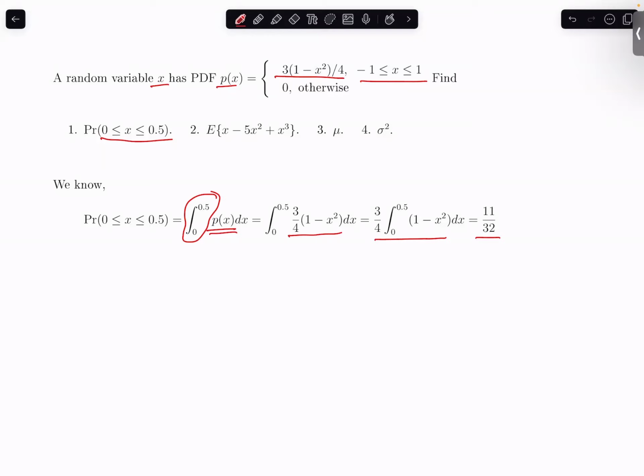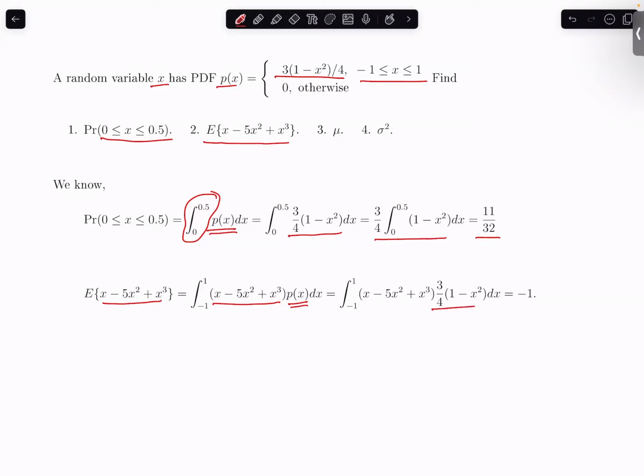Next, what we'd like to do is find the expected value of a function of x. And the function we're talking about is x minus 5x squared plus x cubed. To find the expected value, what we have to do is take that function, multiply that by the PDF of x, and then integrate over the entire range of x, which is -1 to 1. So plugging in the expression for p of x, we get this, and then integrating this, we get -1 as the expected value of the function of x.